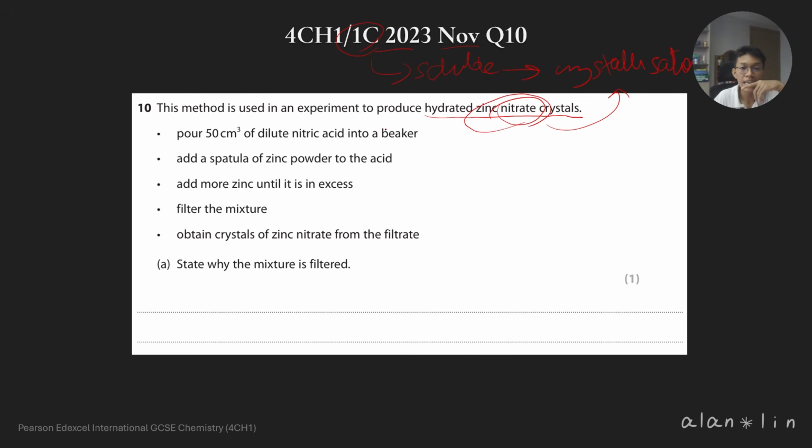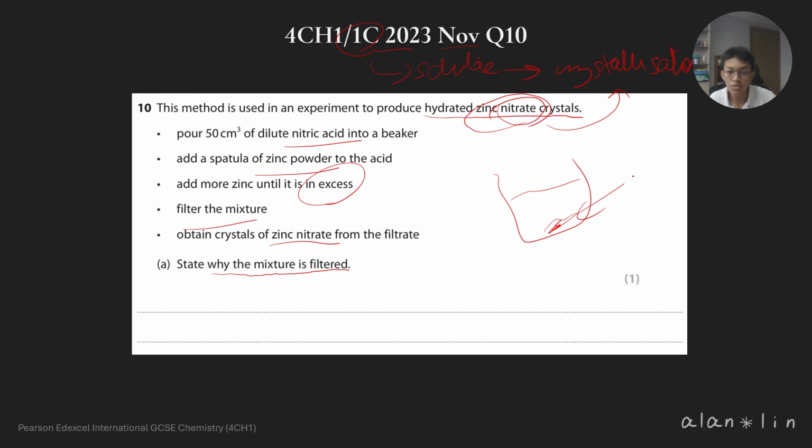We are mixing nitric acid with zinc powder, which is added in excess. We're then filtering it, and we then get zinc nitrate crystals. And part A asks why we need to filter the mixture. And that's simple. We need to filter it out because we have an excess of zinc. There is some leftover zinc that hasn't reacted with the acid. And so because we want the salt solution, we need to take out the unreacted excess zinc solid. And that is going to be the answer for part A.